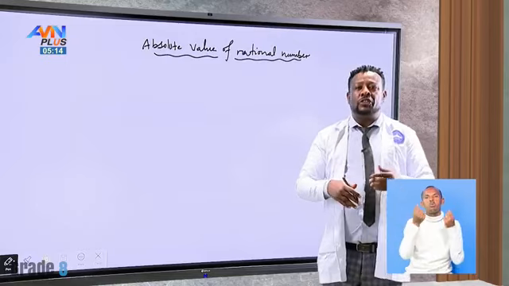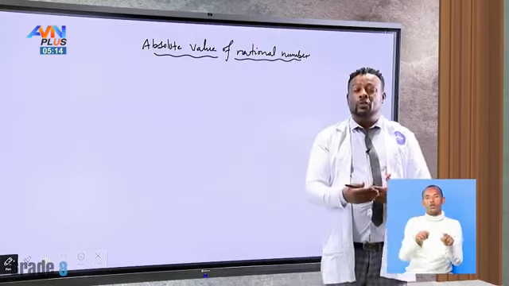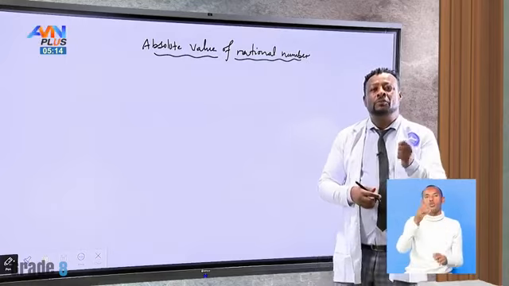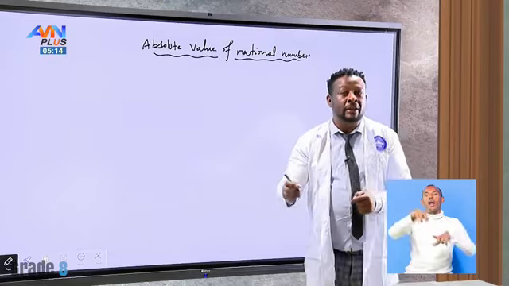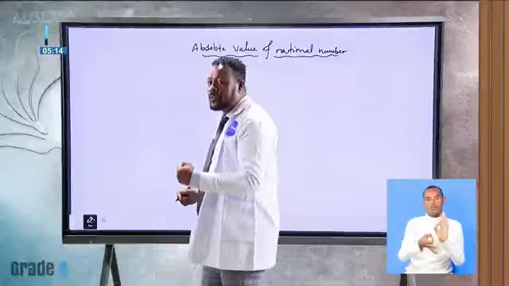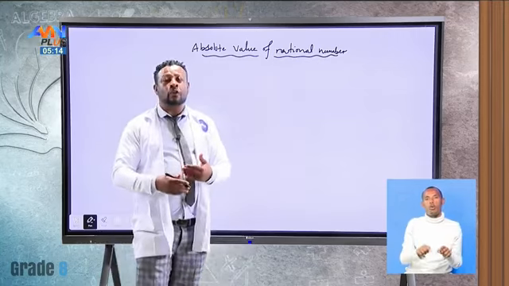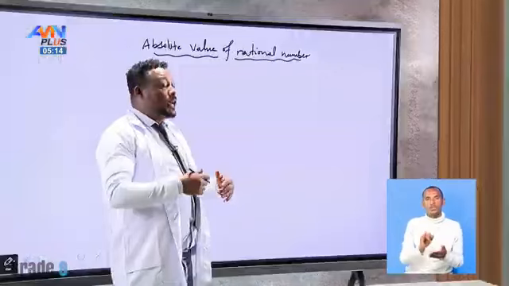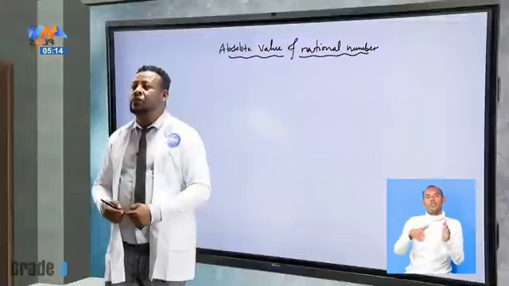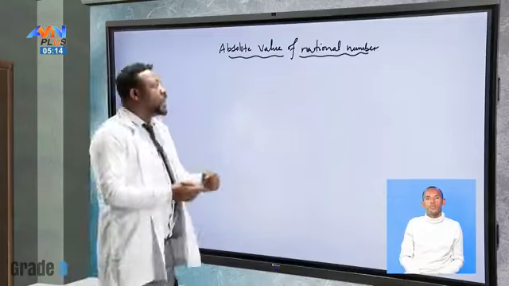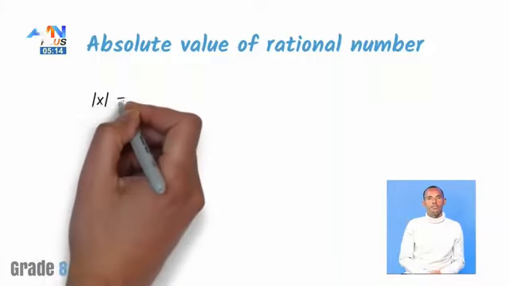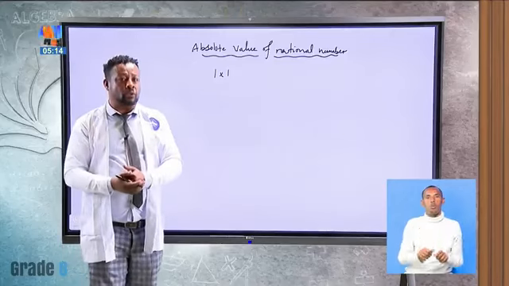There is no consideration of directions. The absolute value of a rational number can be defined as the distance from 0 to a number on a real line without considering the direction, okay? So this is the definition of absolute value of a number. If this is the definition, we can formally write the representation and the notation for an absolute value. Usually we use this symbol to represent an absolute value, right?